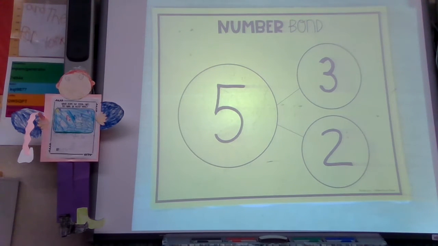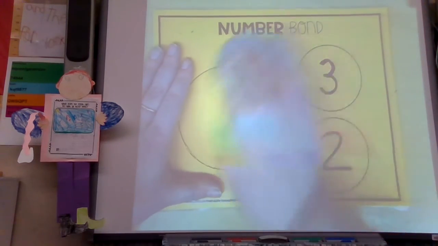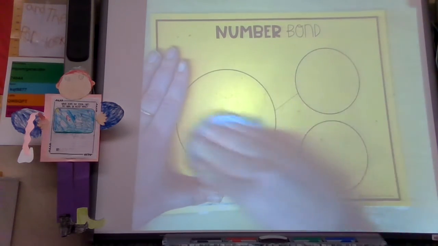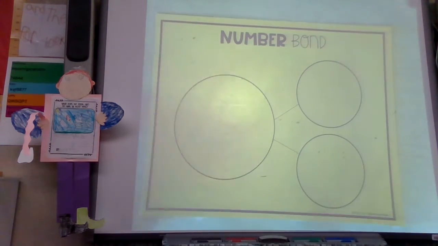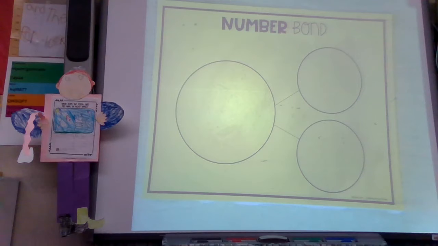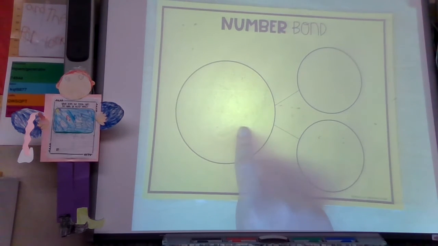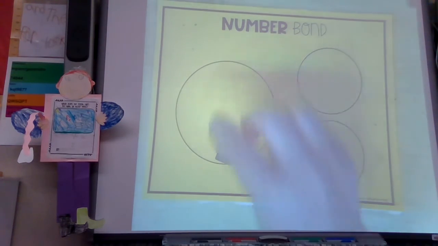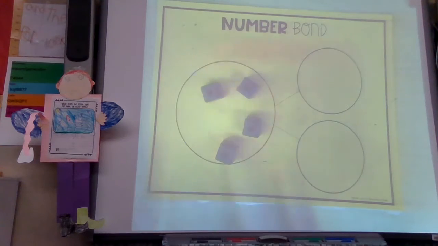All right, let's try another one. I'm going to clear my board. So this time, I was getting ready for recess. And there were 5 balls in a bag to take outside. I'm going to show that by putting in 5 in my big whole group. 1, 2, 3, 4, 5.